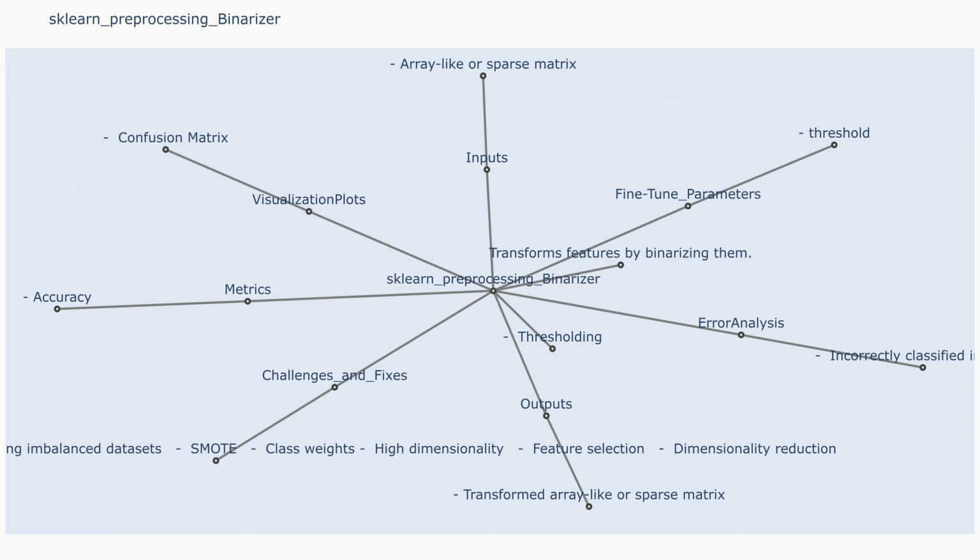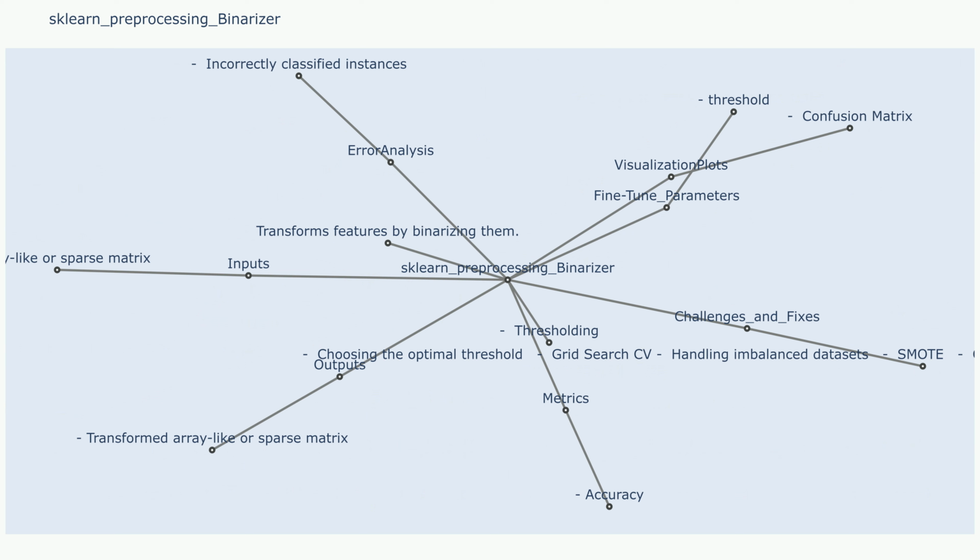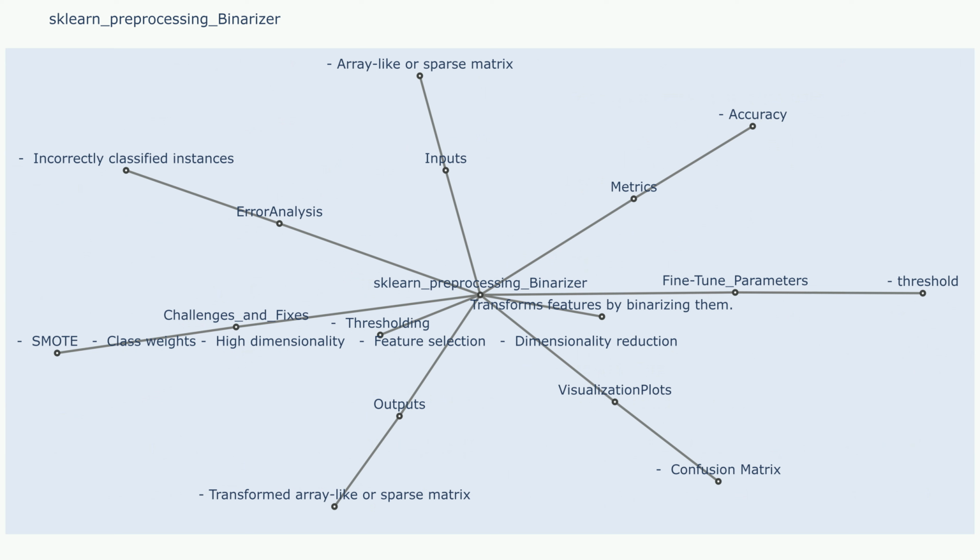Steps. Data initialization. The Binarizer object is initialized with the desired threshold value. Feature transformation. The Binarizer transform method is applied to the input data X. Each feature value is compared to the threshold, and a binary value 0 or 1 is assigned based on the comparison. Metrics. Accuracy evaluates the performance of a classification model on the binarized data. Precision and recall measure the model's ability to correctly identify positive and negative instances.